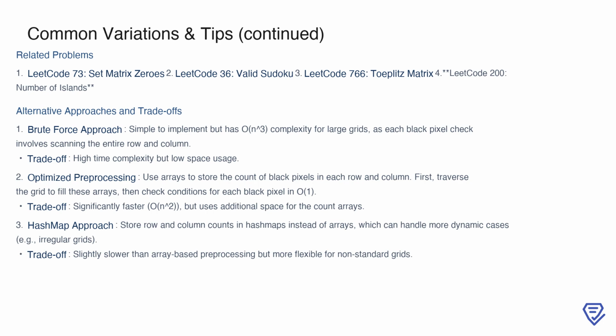Another option is the hashmap approach, which stores row and column counts in hashmaps instead of arrays. This is particularly useful for irregular grids or dynamic cases. However, it's slightly slower than the array-based method due to the overhead of hashmaps. Each approach has its trade-offs, so choose the one that best fits the problem constraints.